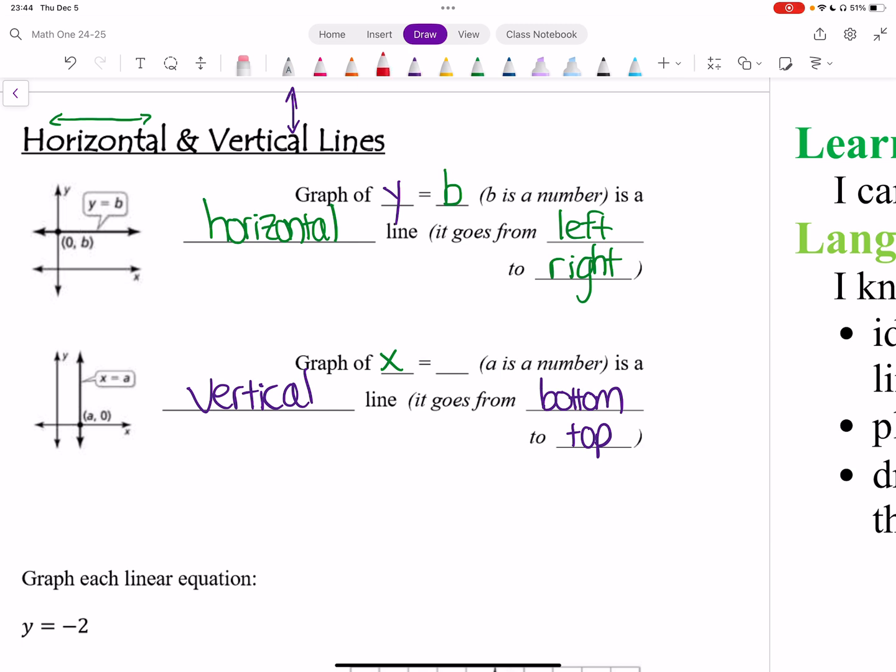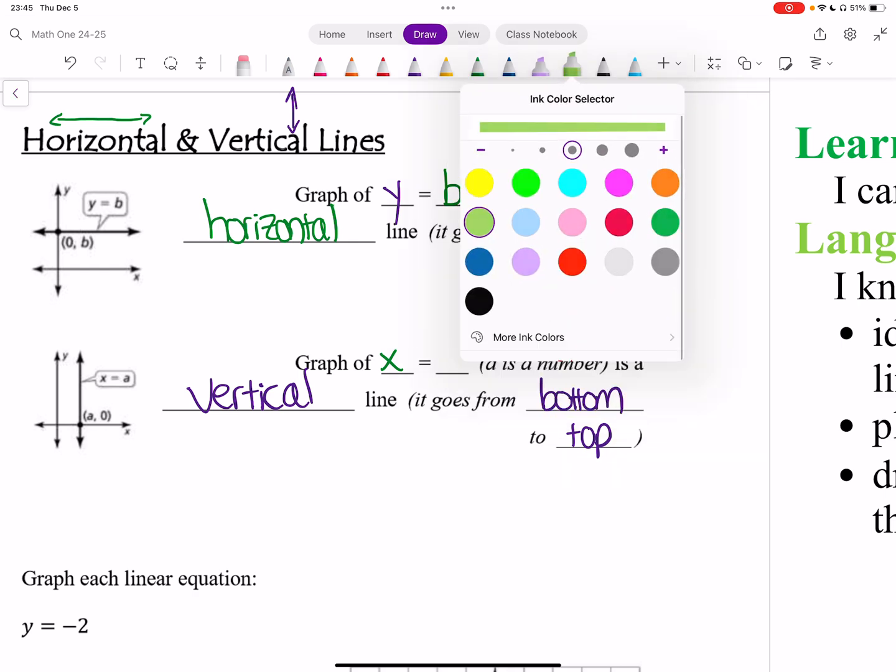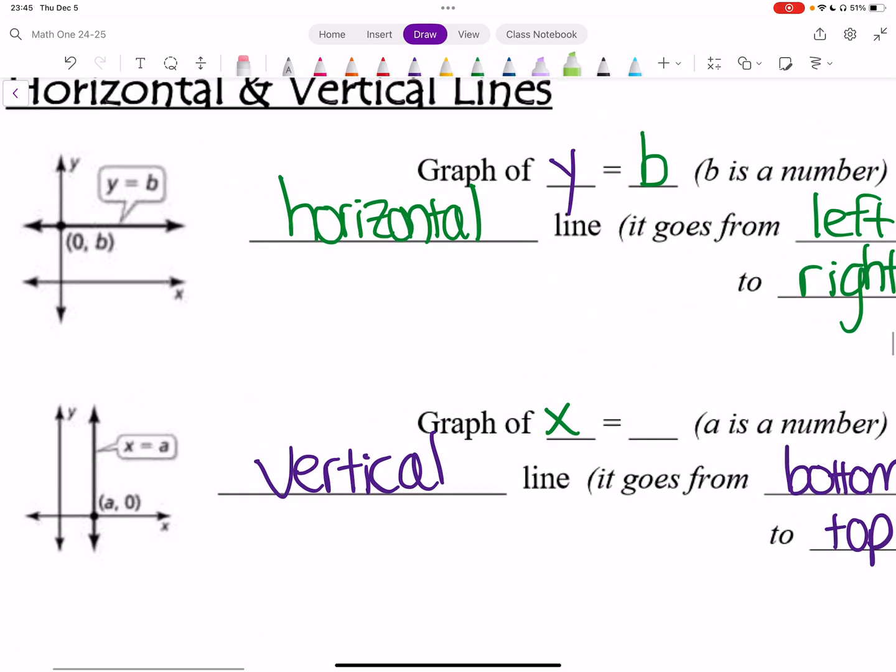So the graph of y equals b is actually a flat line from left to right. Keep in mind that b would generally be replaced with a number. You can also note, looking at the diagram at the left, that they wrote the y-intercept for us as (0, b).